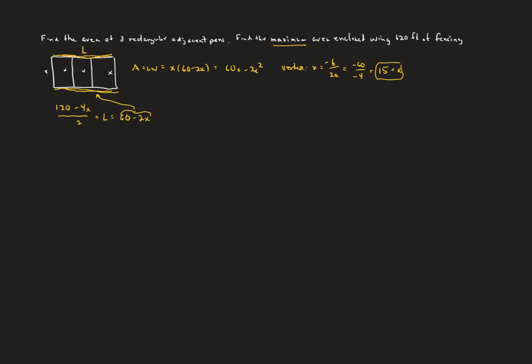We wanted dimensions, so our dimensions are going to be our length and width, and we can see that the width is the x and the length is that 60 minus 2x. So that means our dimensions is going to be 15 feet by 60 minus 2 times 15, which is 60 minus 30. That's going to make that a 15 by 30 foot rectangle there.